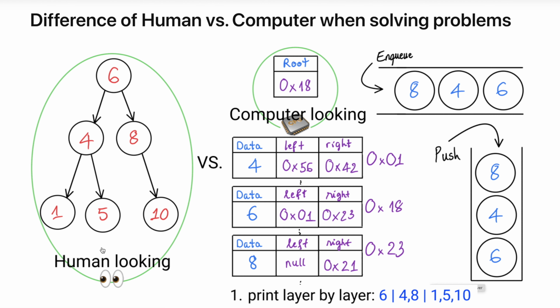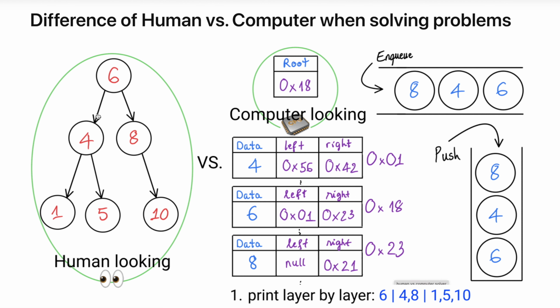So that's the difference between the human mind looking at the tree and the computer looking at the tree. That is, the human mind looks at the whole tree at a time, and the computer looks at the tree node after node. That's the first step to solve our problem, human and computer looking at the nodes.